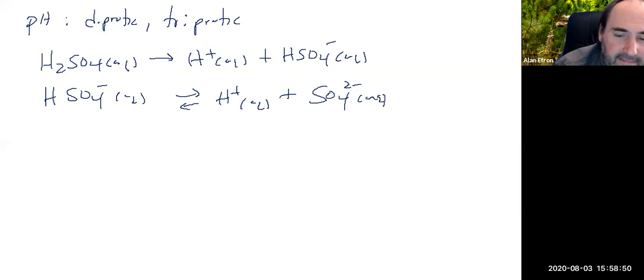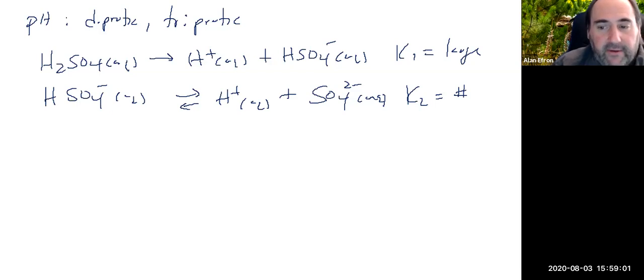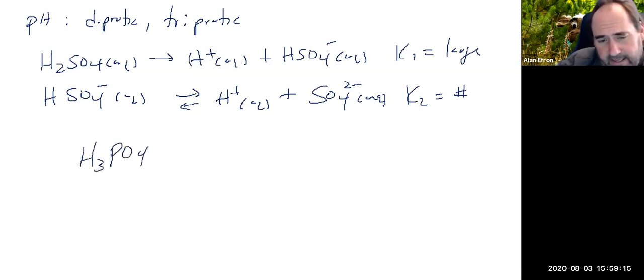Technically, the Ka1 here would probably just say large, and this one would say whatever the number may be. I think we did phosphoric acid in class and lecture, and we had 3 K values. And again, for each of those hydrogens that come off, you'll have a K value. Let's go look at that one that we actually did, which was phosphoric acid here.